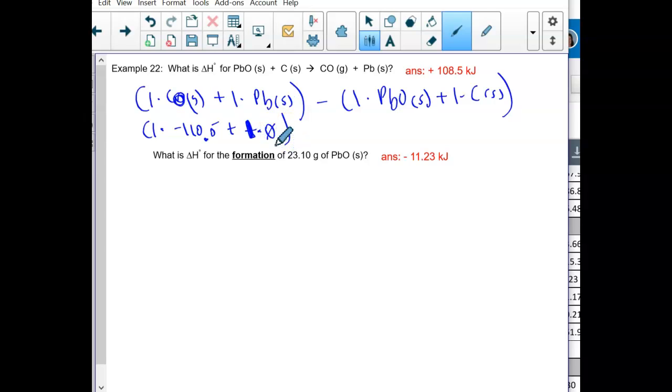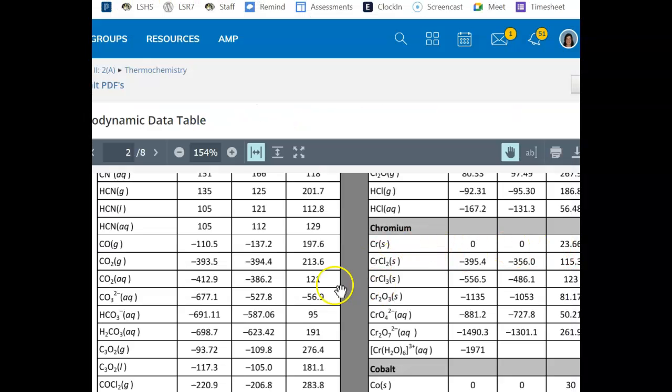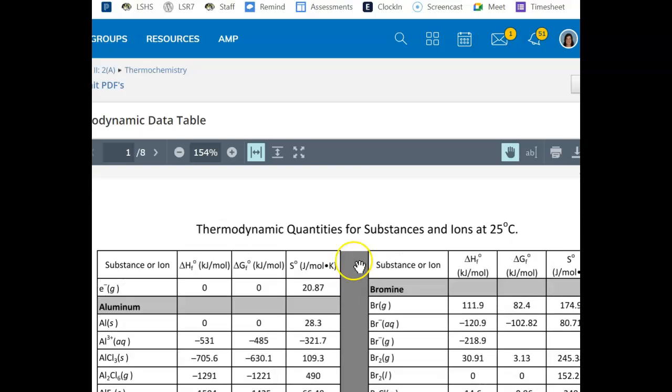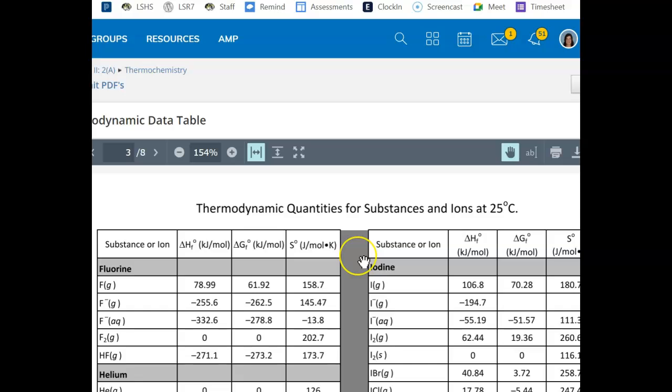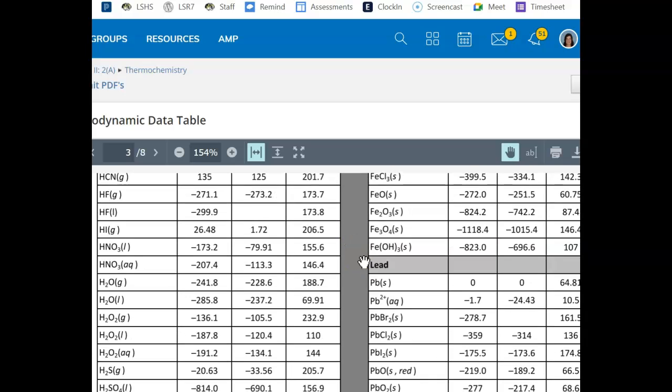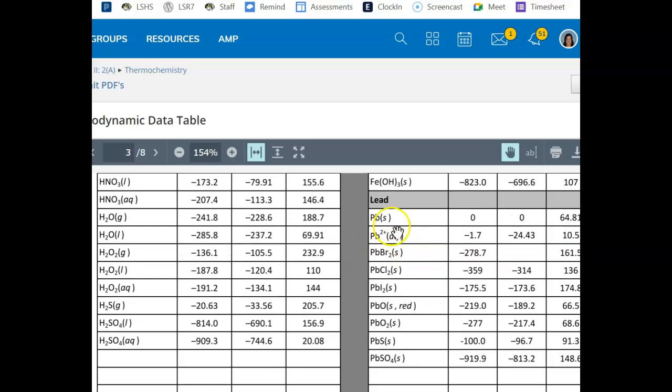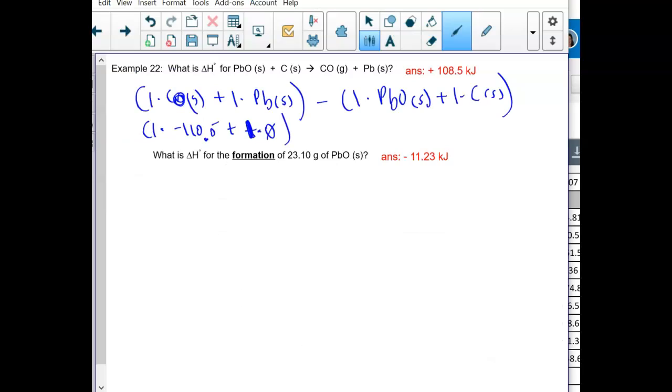Now, if you don't want to remember that, you can always look up lead. So we're going to look up lead in the L's. Let's see where the L's are in here. There they are, lead, so we can see that it's that. But we would have known that was 0 for delta H if it's elemental in standard state, which it was, but you can look it up if you don't want to have to memorize that. Minus 1 times PbO solid.